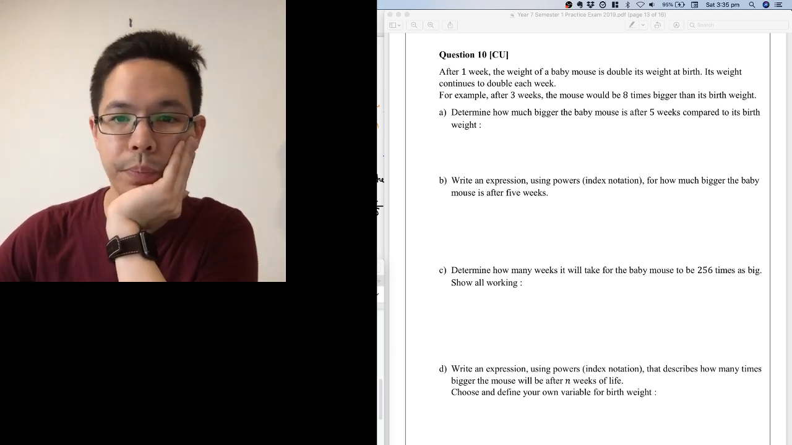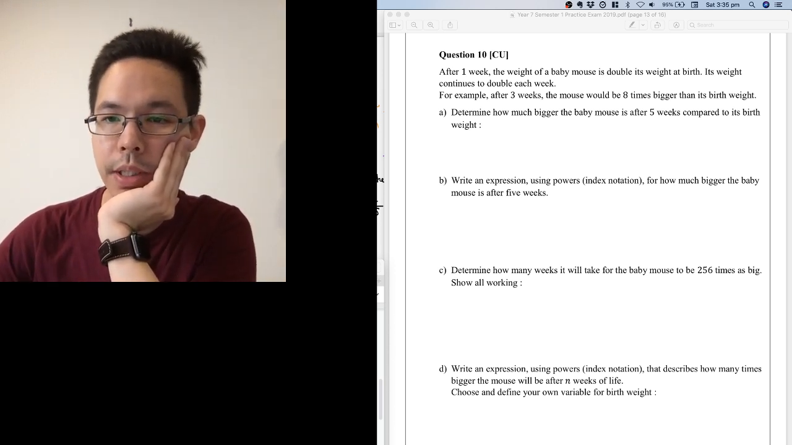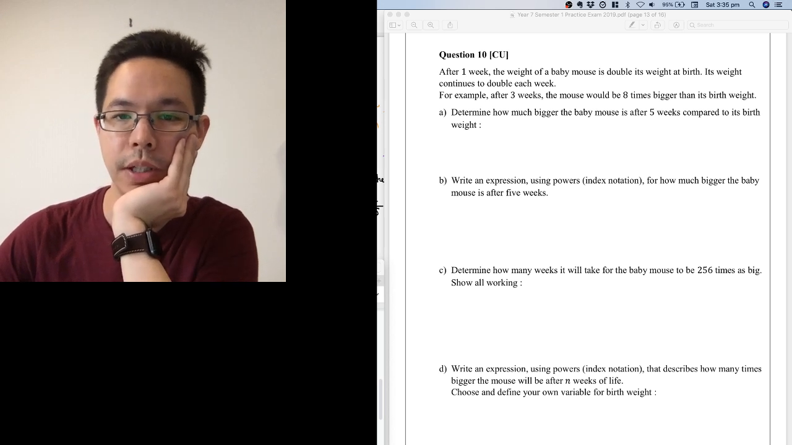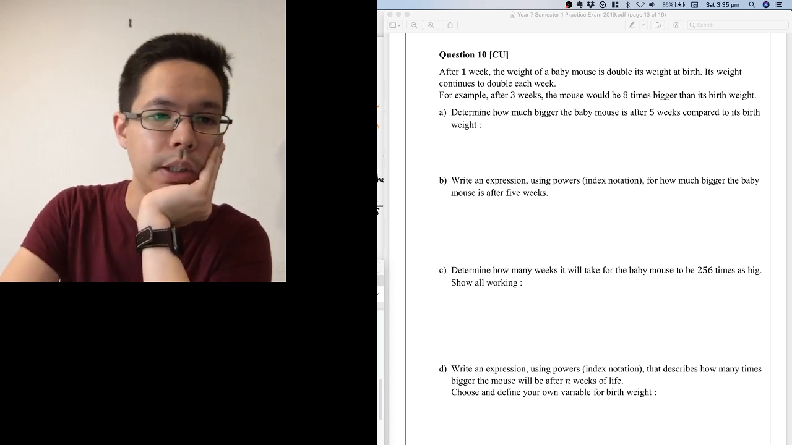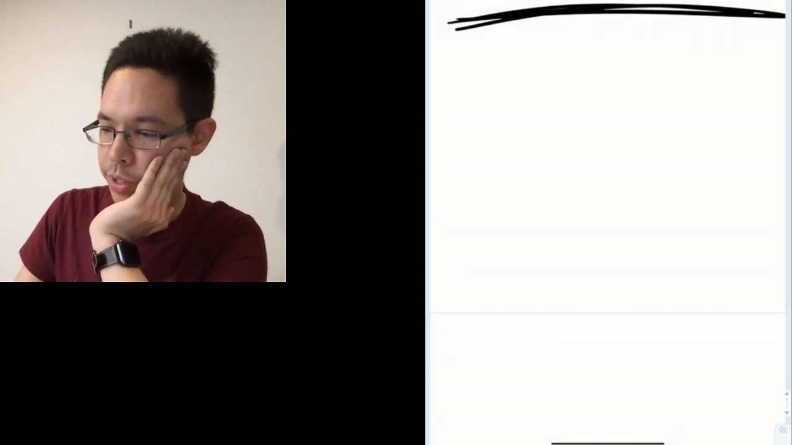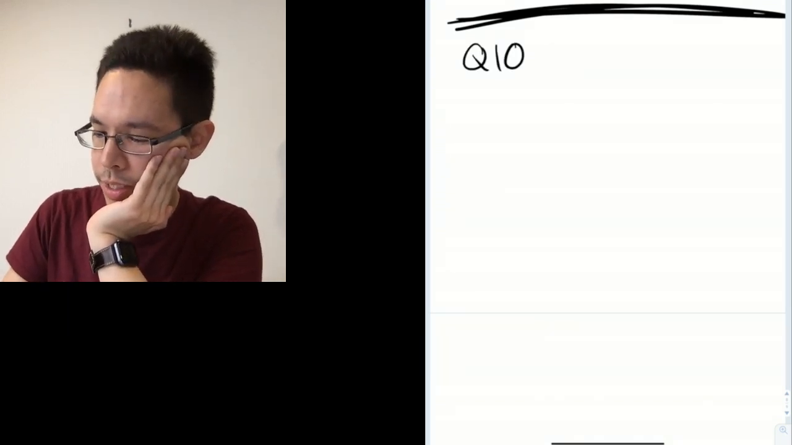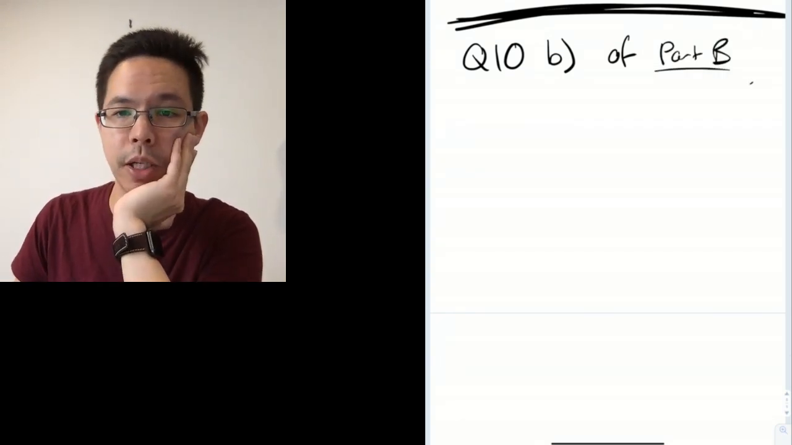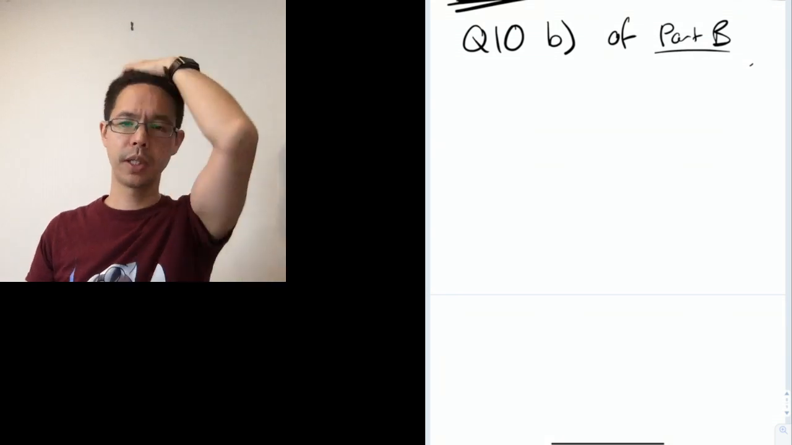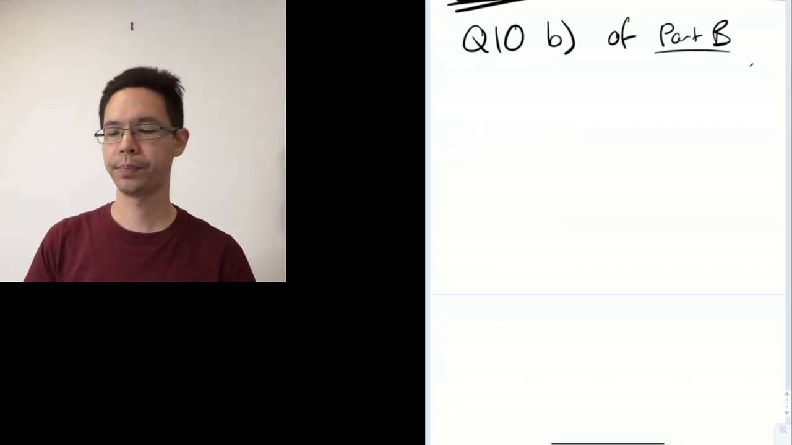10B. Write an expression using powers in index notation for how much bigger the baby is after 5 weeks. Oh, okay. I can do that. That was an easy one. So question 10B of part B. Okay, it says write an expression using powers for how much bigger the baby is after 5 weeks.